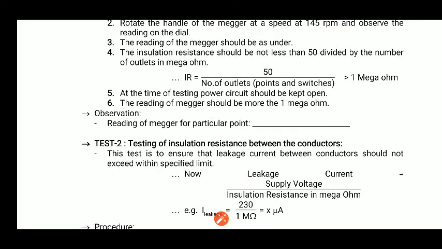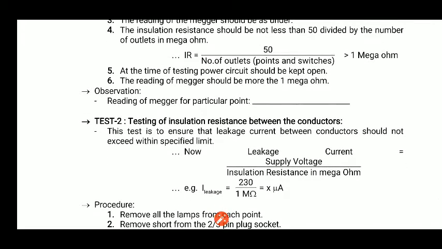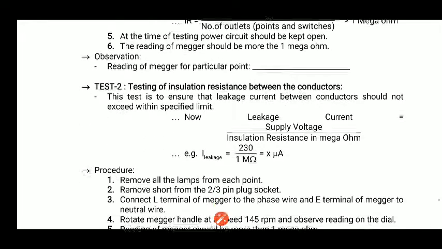Finally we can measure the insulation resistance in the test between the conductor and earth. Second, we discuss the second electrical test: testing of insulation resistance between the conductors, or also we can say between conductor and conductor. This test is to ensure that the leakage current between the conductors does not exceed a specified limit. Now, the leakage current is equal to the supply voltage divided by the insulation resistance in megohm.